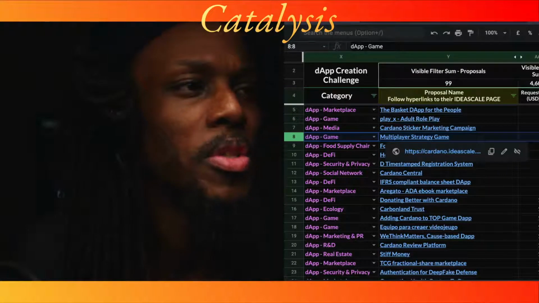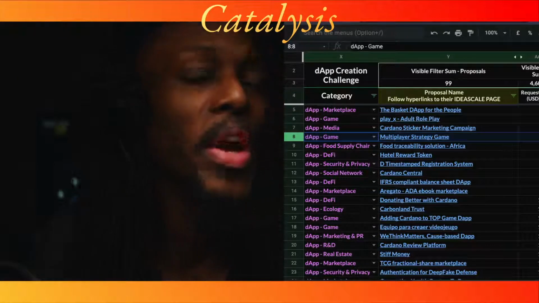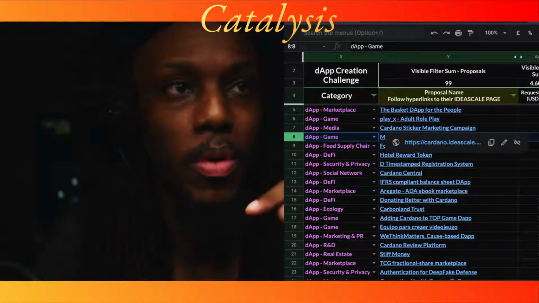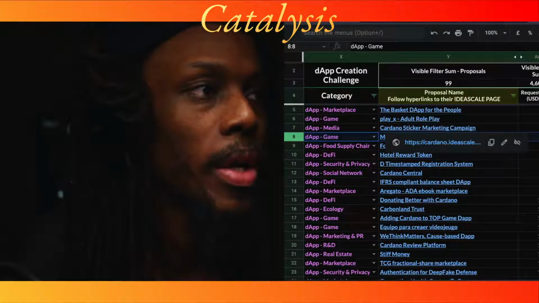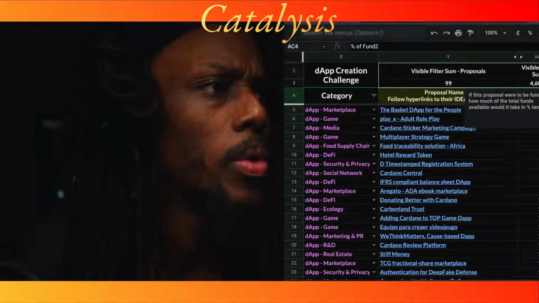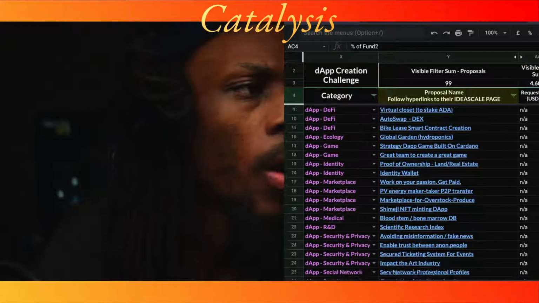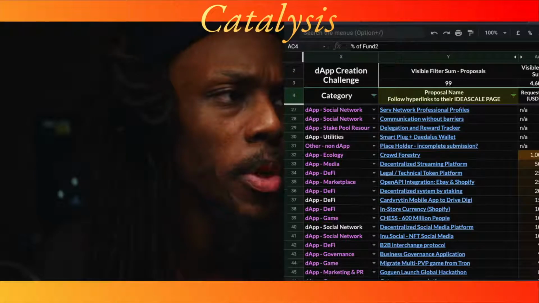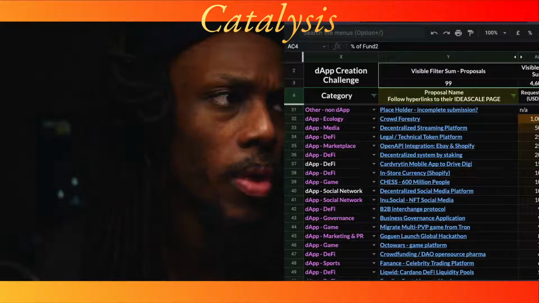Yeah, you've got a multiplayer strategy game. So it would be interesting to break down the budget, breaking down the outliers, and why some people chose to go for what they chose to go for, right?